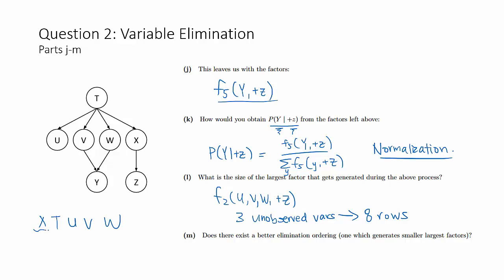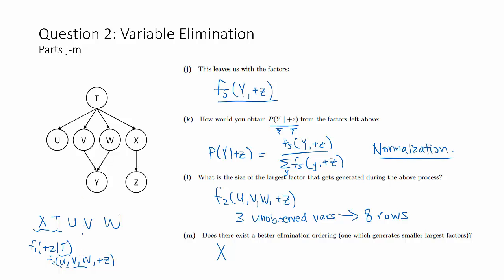When we joined and summed over x, we created a factor f1 of plus z given t. This factor is okay because it has one unobserved variable, and so it's relatively small. So we can keep x in our ordering. Let's think about t. When we joined and summed on t, we created a factor f2 involving u, v, w, and plus z. Now this factor contains three unobserved variables and is actually the largest factor that we generated. So we want to reduce this factor size down.